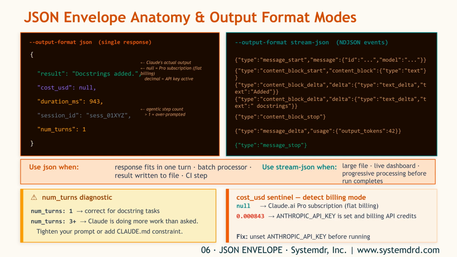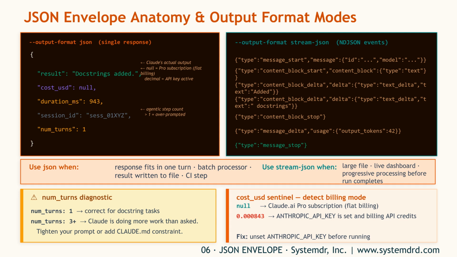Duration_ms, your performance telemetry. Track P50 and P95 across your file corpus. Files consistently above 5 seconds are hitting context window pressure. The file is too large for one turn. Chunk those by class or function group. Num_turns, your prompt efficiency signal. A docstring task should return num_turns of 1. If you see 3 or higher, Claude is doing more than you asked. Tighten your prompt or add a CLAUDE.md constraint.